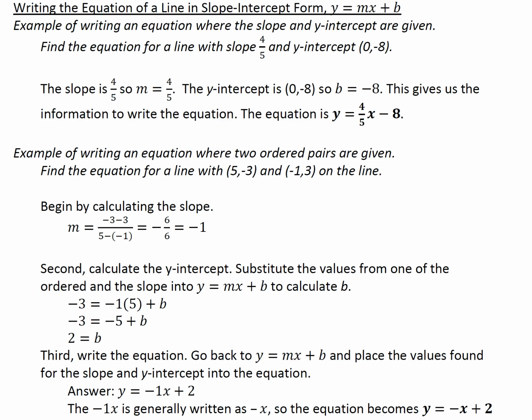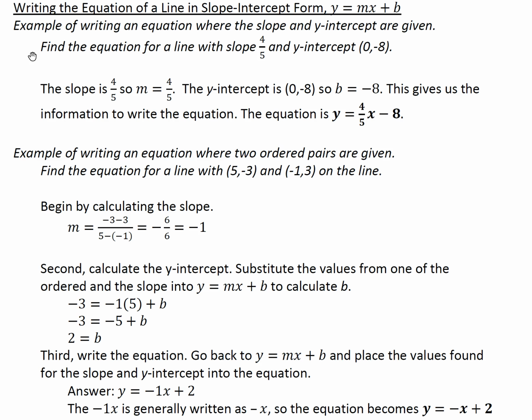Writing the equation of a line in slope-intercept form, which is y equals mx plus b. First example I have is an example of writing an equation where the slope and y-intercept are given. So the direction says find the equation for a line with slope 4/5 and a y-intercept of (0, -8).